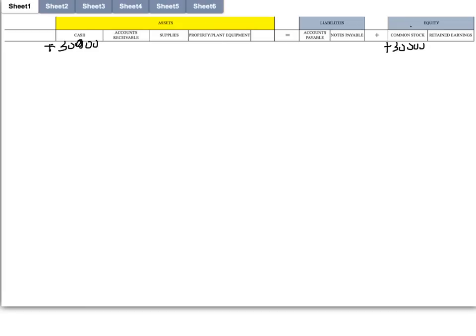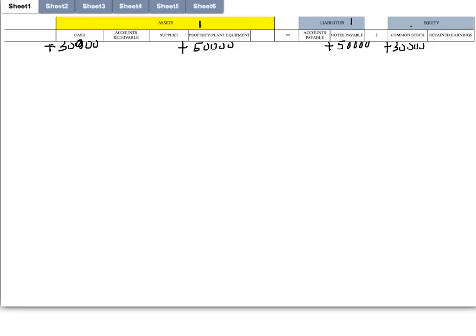Transaction number 2, we purchased an old warehouse. So we know that that's going to be property. If you look over here at property, and we issued it for $50,000 of a note. So we know it would go here. So in this case, we're going to increase this by 50 and increase the notes payable by 50.